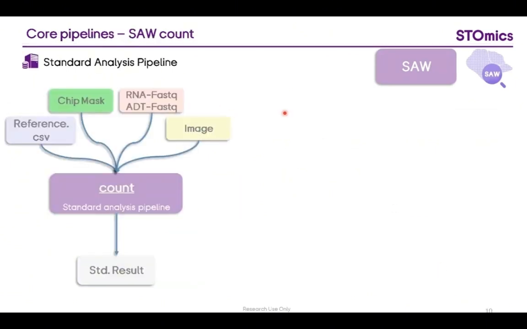Okay, now let's look at the core pipeline, SW count. As I mentioned, it is a standard workflow for processing your spatial data. The required inputs are the reference.csv file that we have prepared before, the chip mask file, the RNA FASTQ file, and the ADT FASTQ file. Also, we need to input the microscope image file.